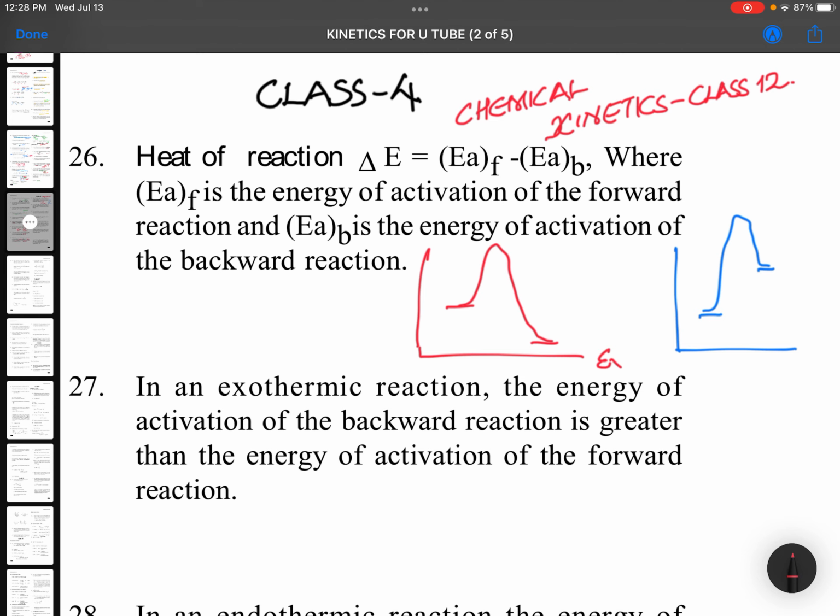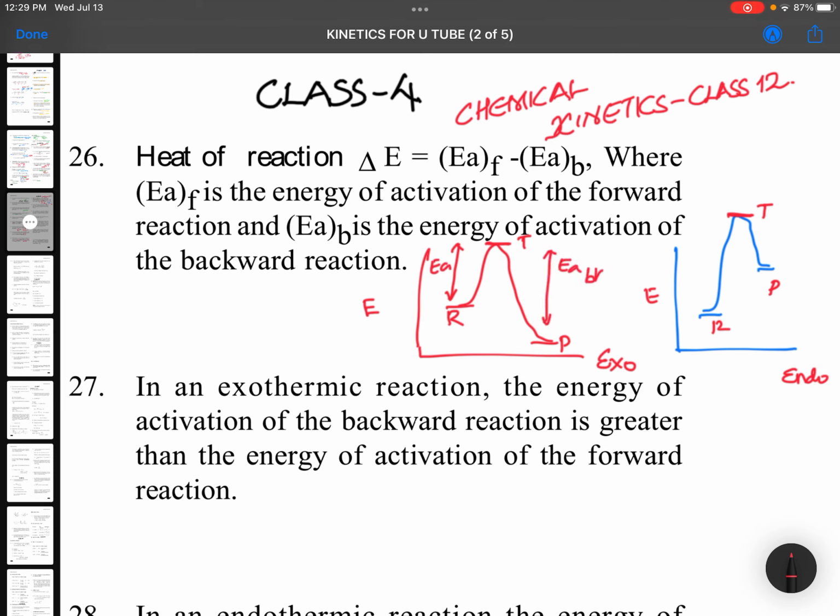This is the exothermic graph and this is the endothermic graph. Here we are taking energy, you can say potential energy, of reactants and of products. As we were discussing in the last class, this is threshold energy. I am writing threshold energy, and this is the energy of activation, and this is again the energy of activation for the backward reaction.